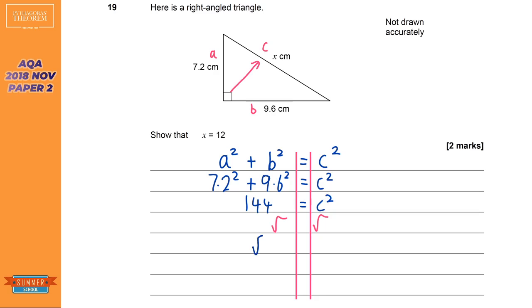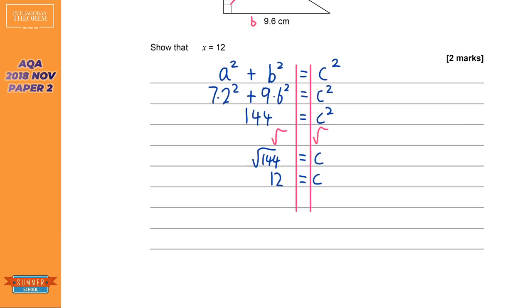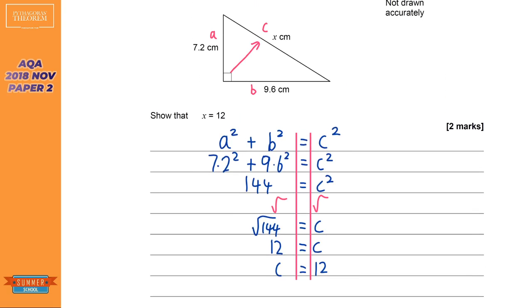So we're going to do square root of 144 equals c, and square root of 144, you can do it on the calculator, or you probably just know it's 12. So let's scroll down, and there we are. I'm just going to write down c equals 12 just to be absolutely clear. With an equal sign, you can just swap the left and the right, and that's absolutely fine. And that's how you do it.